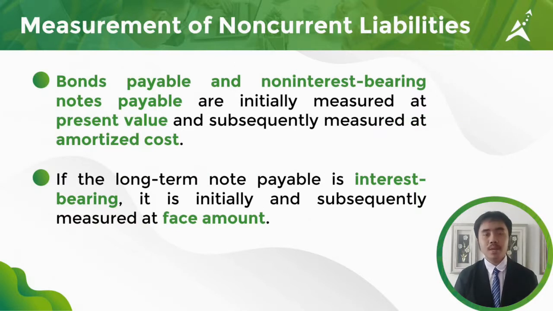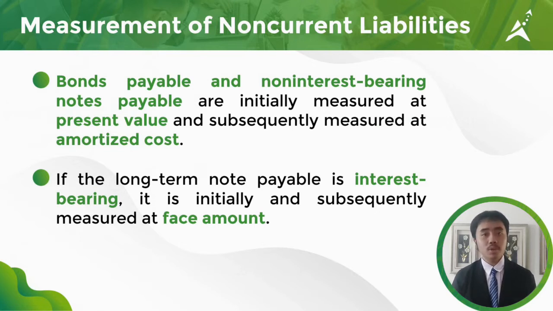Measurement of non-current liabilities. First, bonds payable and non-interest-bearing notes payable are initially measured at present value and subsequently measured at amortized cost. Present value is a concept wherein an amount of money today is worth more than that same amount of money in the future. That means that the value of money in the future is not worth as much as an equal amount received today. Amortized cost will be discussed in the later chapter.